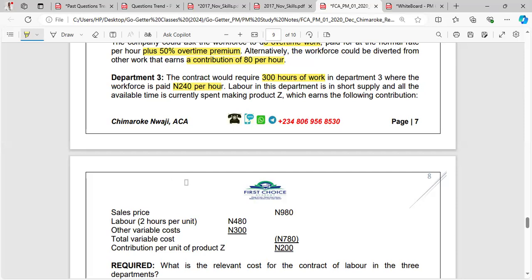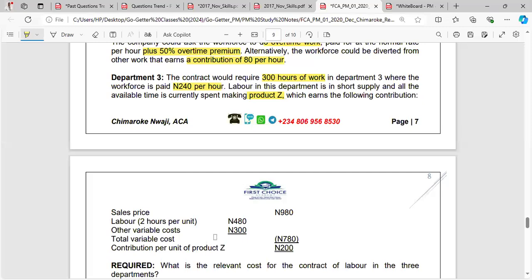So if the company is having short supply and wants to employ people to come and do this job, they are going to be paying them 240 naira per hour, right? Okay, so that is what we'll do. Plus, if they are not going to do that, then they are going to stop doing product Z, which earns the following contribution.